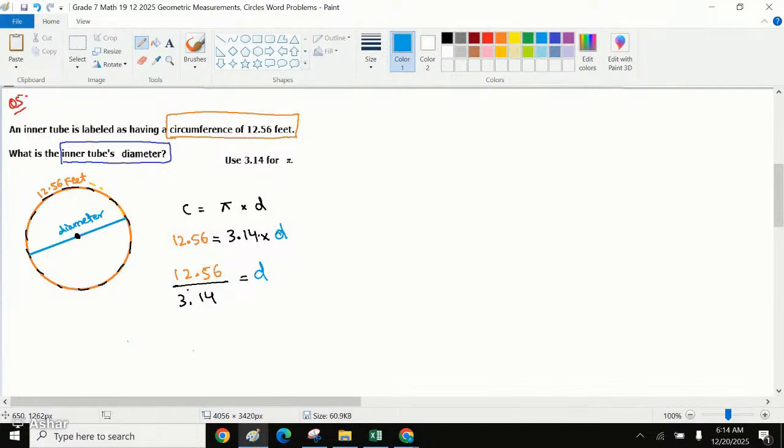So 12.56 divided by 3.14. That means the diameter comes out to be 4. And what was the unit that we were using? It is feet. Diameter is 4 feet. So we can write the statement: the diameter of the inner tube is 4 feet.